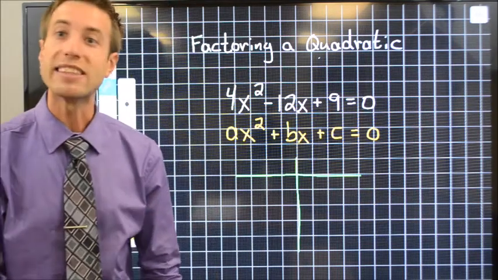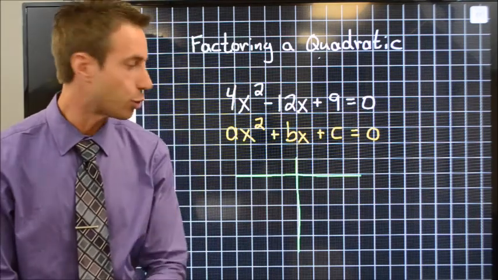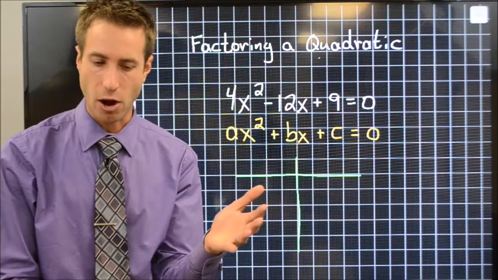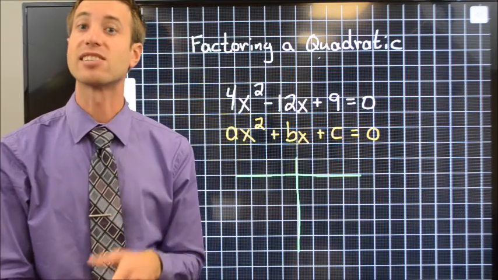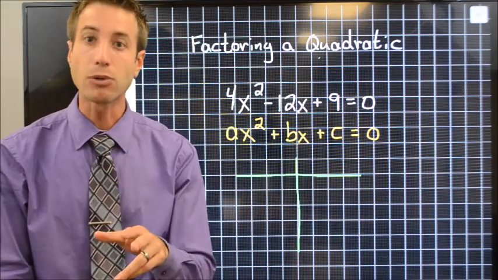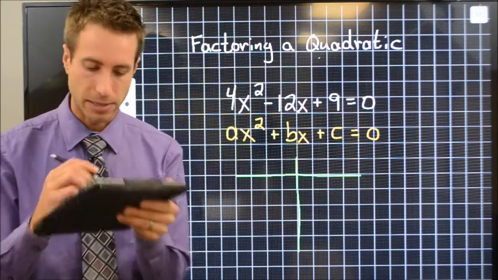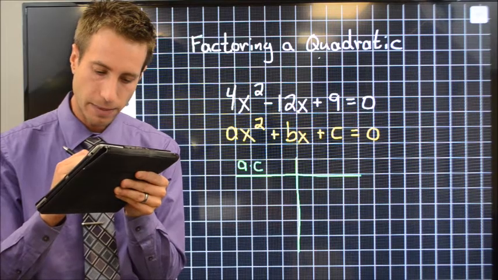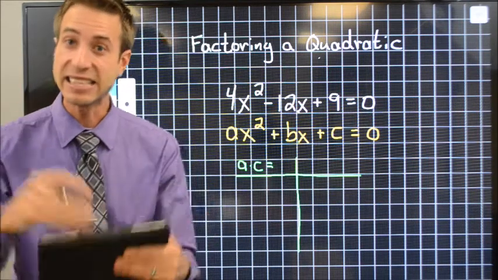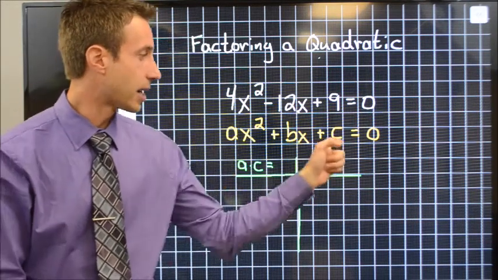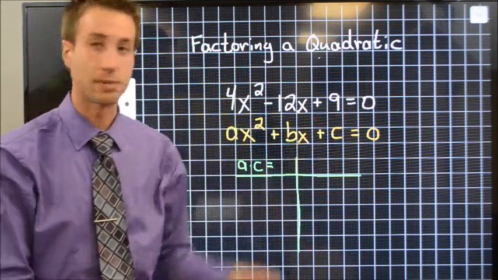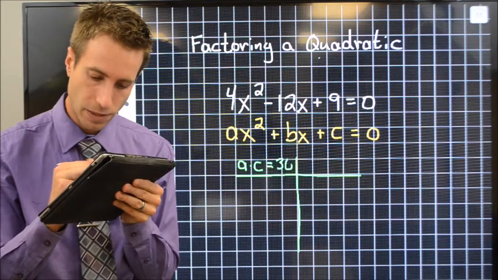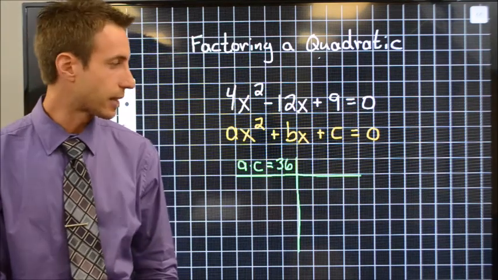All right, here's the way the table works. Remember, we're looking for two numbers, and I need those two numbers to multiply to a times c. For me, in this example problem, a times c is 4 times 9, which is 36. So I need two numbers that multiply to 36.